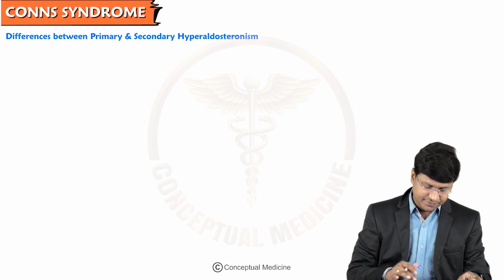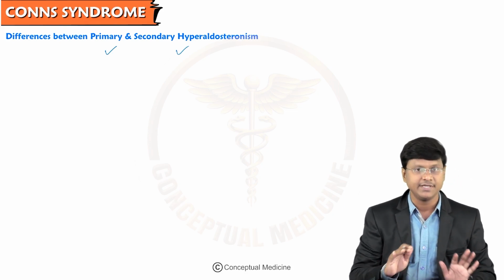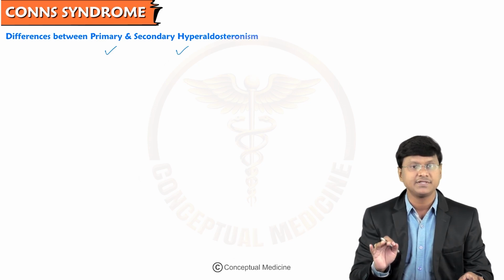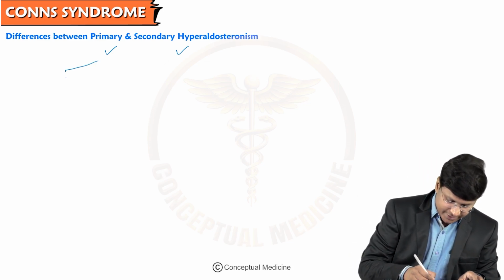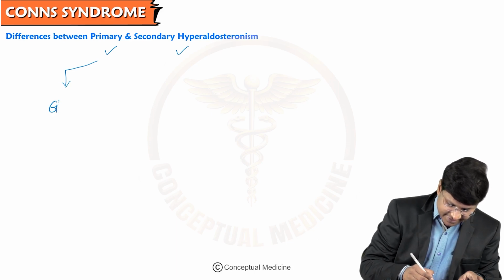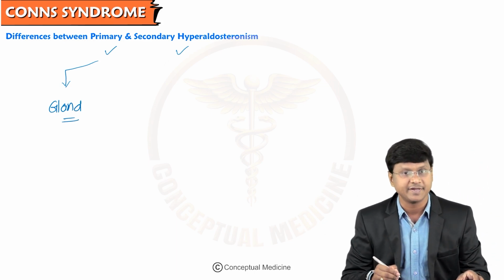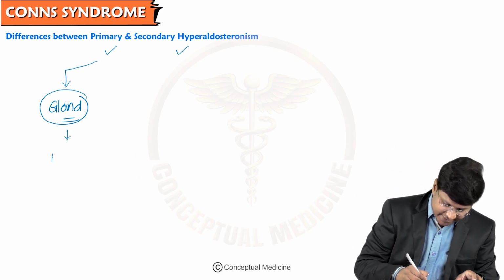Now, I have taught you what we mean by the word primary and the word secondary. But you should know the difference in the parameters between primary and secondary. In primary, what did I tell you? The pathology is directly within the gland. So when the pathology is directly within the gland, what will happen to your aldosterone levels? The aldosterone levels increase.